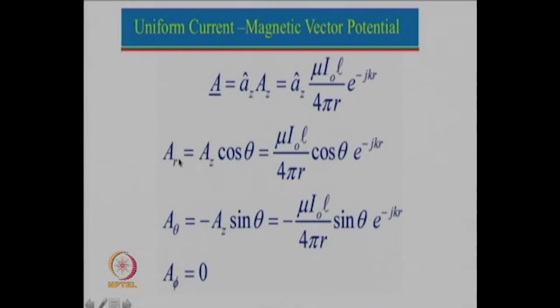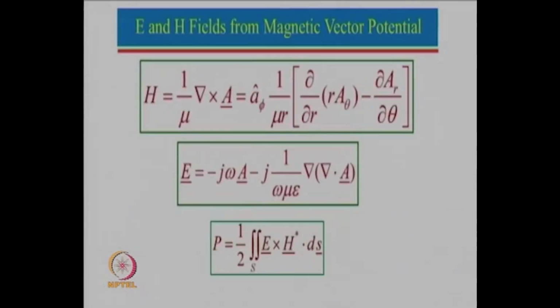So once we know the A component, the vector magnetic potential, then we can use Maxwell's equation along with the wave equation to find out what the H field and the E field are. And if we know the E field as well as the H field, then we can find out the power. Power is nothing but the double integration of E cross H conjugate, and that is the surface integral.